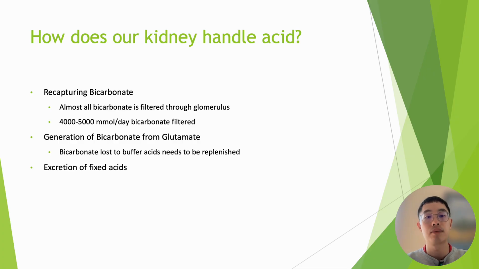and collecting duct. In addition to reabsorbing the bicarbonate that is filtered through the glomerulus, our kidneys also play an important role at generating new bicarbonate through the breakdown of the amino acid glutamine. Lastly, our kidneys also manage acid loads by directly excreting fixed acids in the cortical collecting duct. I'll go over each of these processes more in depth in the coming slides, but realize that if any of these become problematic, we will eventually retain acid in our body and develop acidosis.